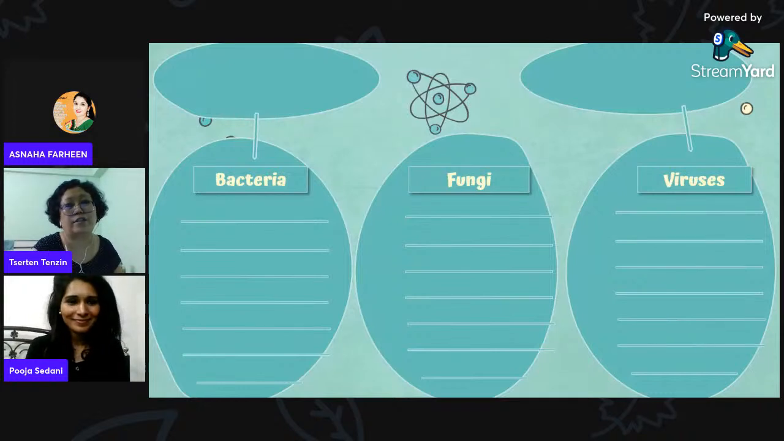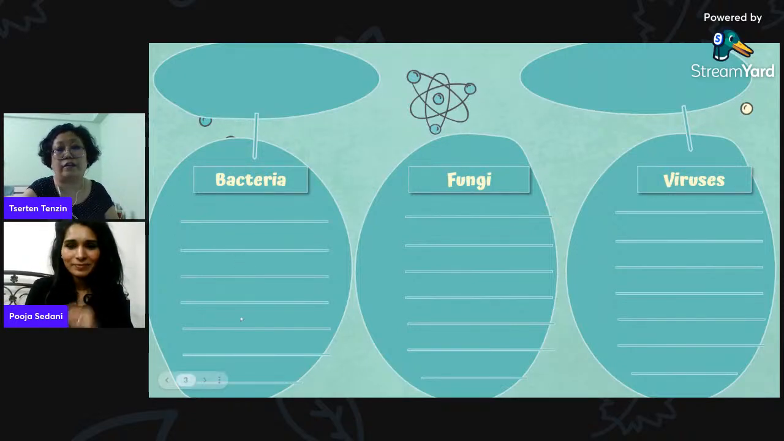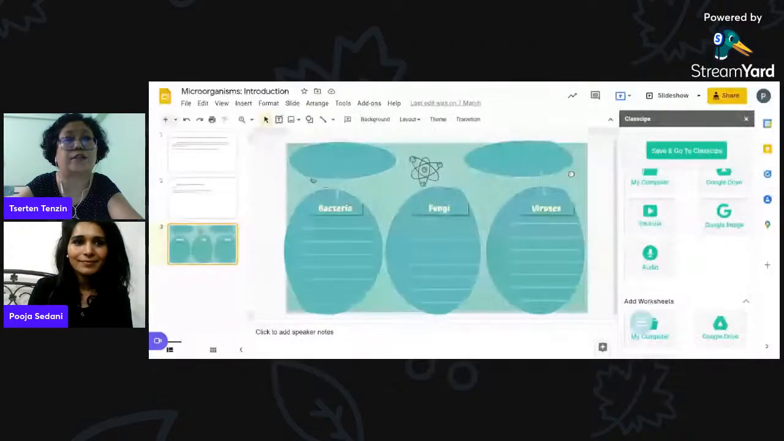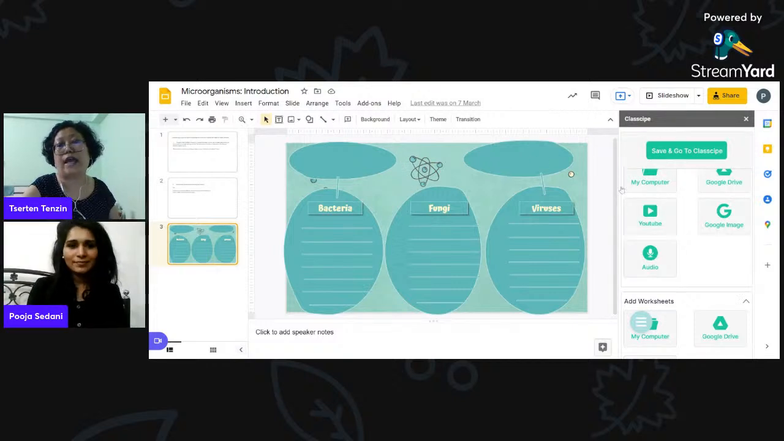So this is the template which I have taken from the resource bank. This will enable the students to write the different points so that we come to know what our learners have understood. This will help us know the understanding and how to proceed further. This is an example of the Classcipe add-on tool which I have used. And then when you say save and go to Classcipe, it will take you back to the web tool.